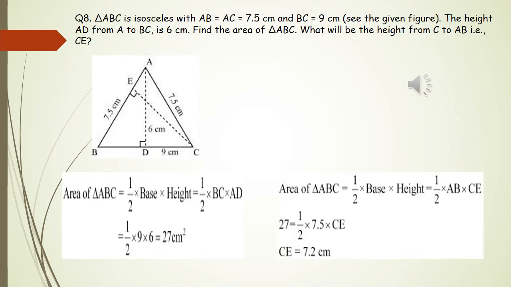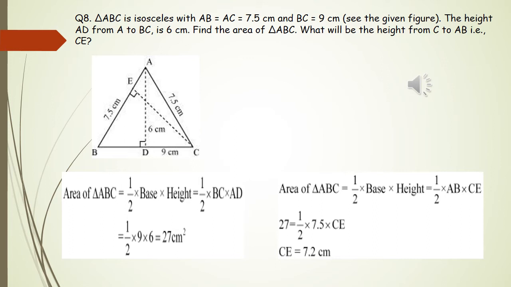Sum number 8. Triangle ABC is an isosceles triangle with AB and AC, these two sides, equal, that is equal to 7.5 centimeter each. BC, the base, is 9 centimeter. The height AD from A to BC is 6 centimeter. Find the area of triangle ABC. What will be the height from C to AB, that is CE?